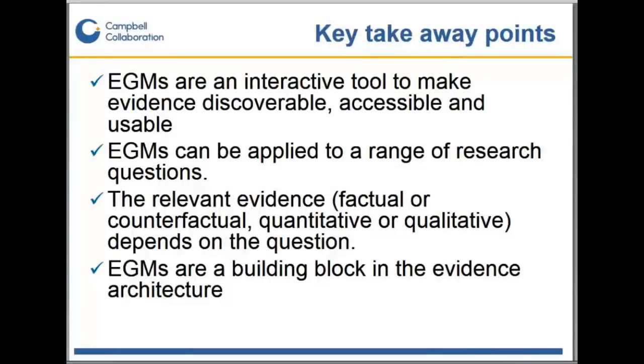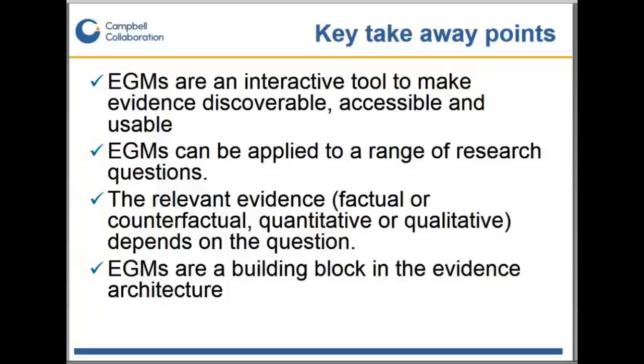So the key takeaway points are that maps are an interactive tool to make evidence discoverable, accessible, and usable. They can be applied to a range of research questions, so it's not just about effectiveness. We looked at process evaluations, we looked at formative evaluations, we looked at maps just of reviews. You just have to put the evidence out there.